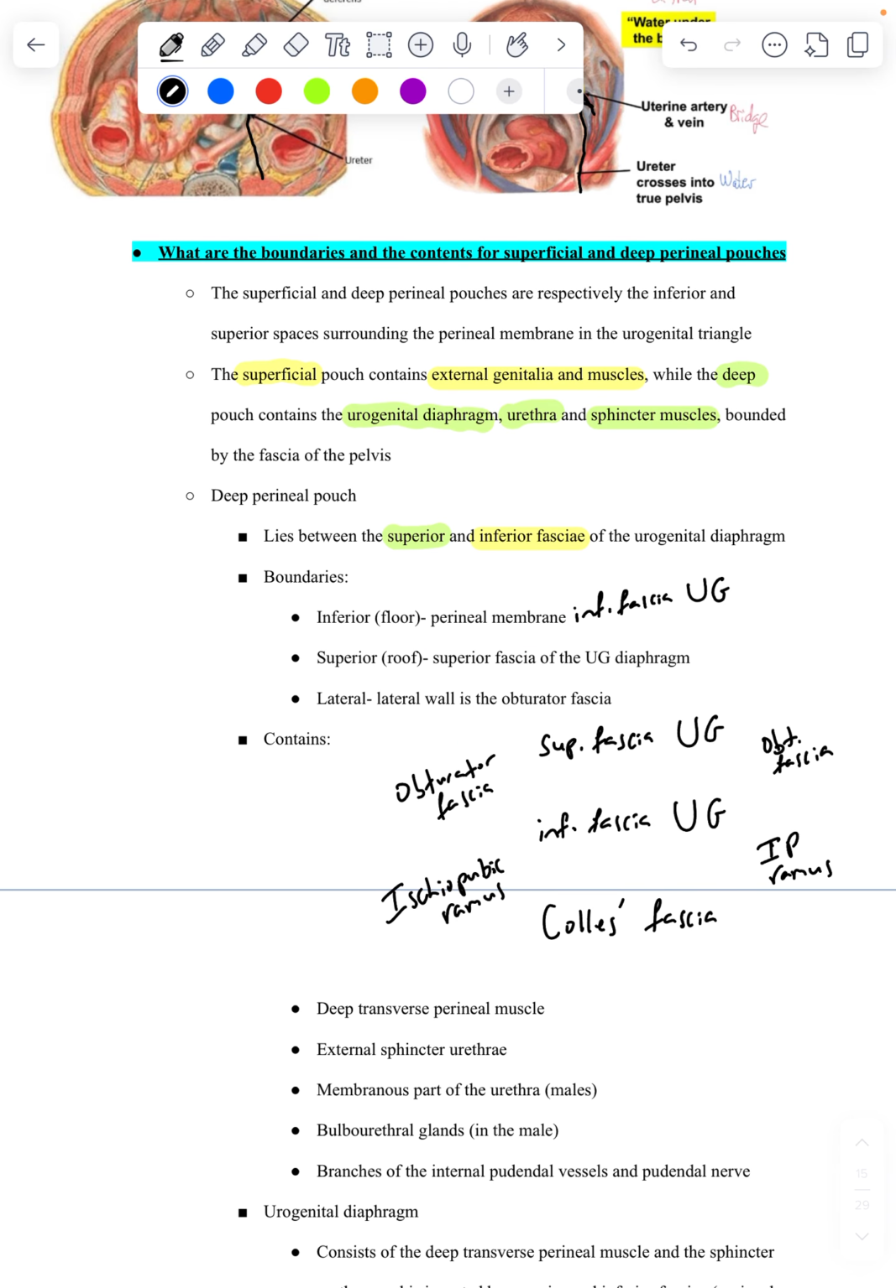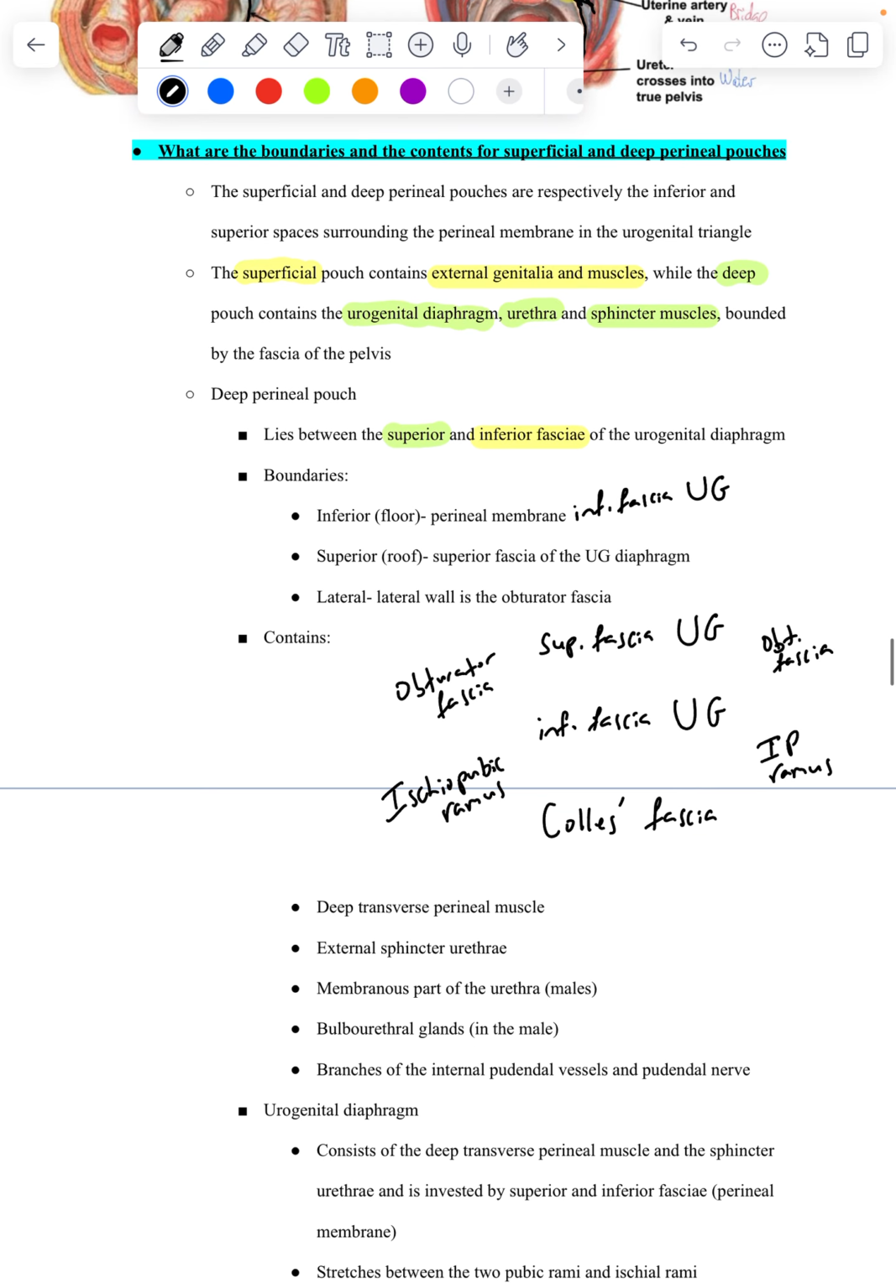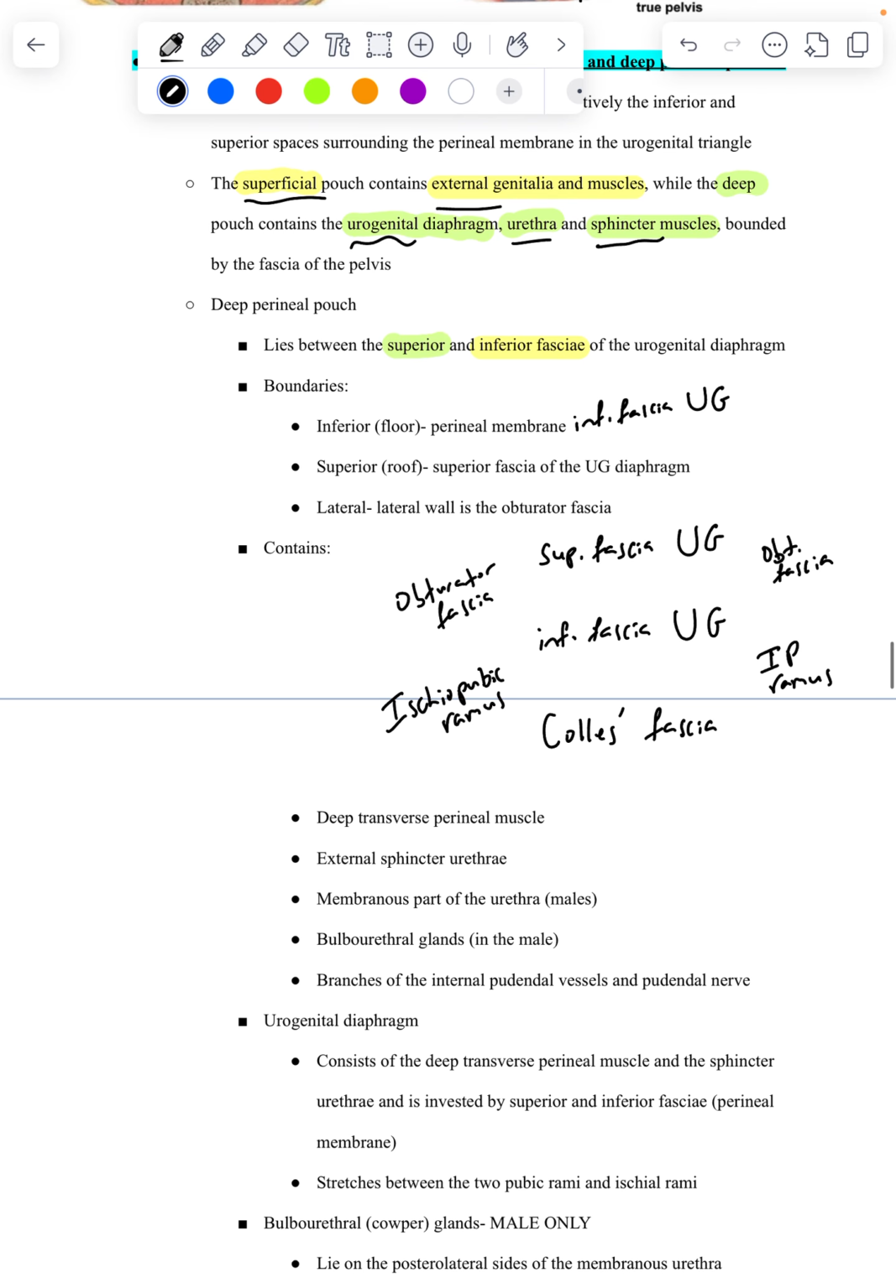Now, boundaries for the superficial and deep perineal pouches. I don't know how specific she wants to be with this, but if you think about something that's more superficial, it's more outside, so it's your external genitalia and muscles. Something deeper is going to be more inside, like the sphincters that control when you void and when you hold it. The urogenital diaphragm, the urethra, all these things inside are going to be more deep. This is how I draw it out to remember it.